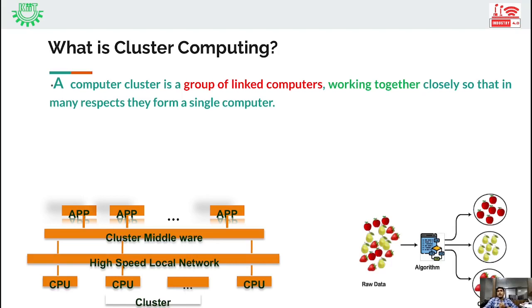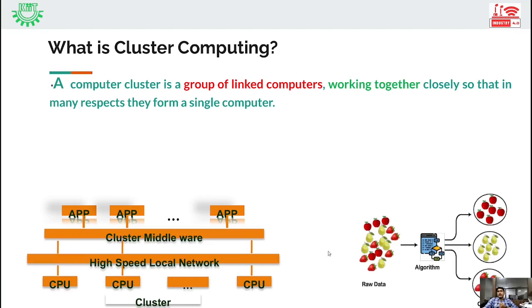There will be a main node and then there will be worker nodes. The components of a cluster are commonly, but not always, connected to each other through a fast local area network. Clusters are usually deployed to improve performance and/or availability over that provided by a single computer, while typically being much more cost effective than single computers of comparable speeds.